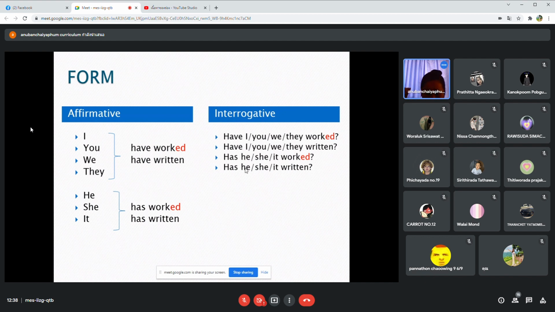Yes. Okay. Next, as you can see here, our subjects are he and she. So he has worked. For us to change he has worked into interrogative, it will become has he worked? Question mark. Next, she has written. If we change she has written into interrogative, it will become has she written?